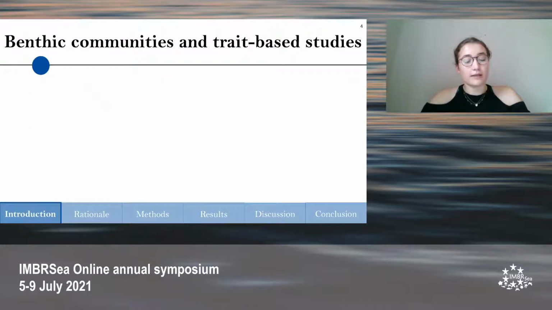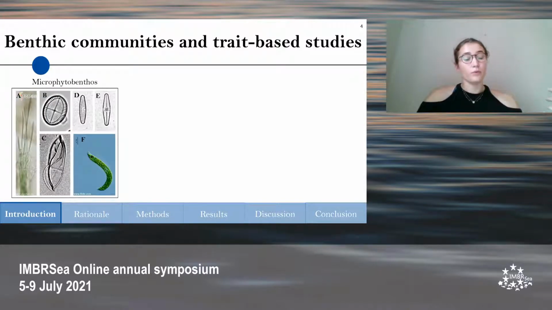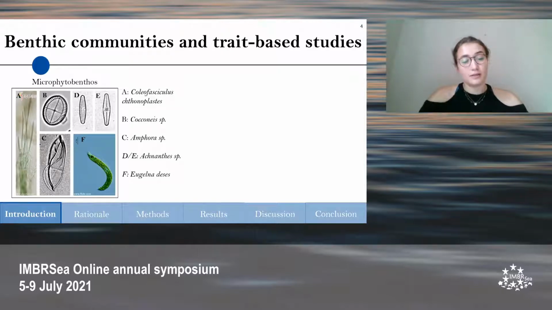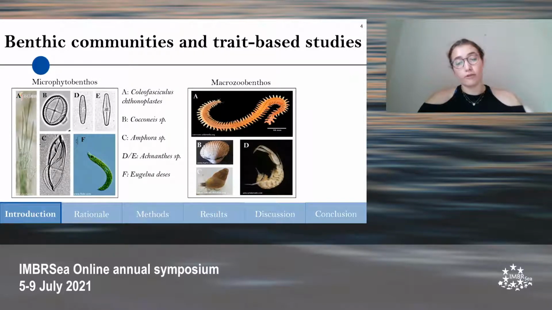So the focus of my literature review is going to be the benthic communities within the Wadden Sea. The Wadden Sea supports both microphytobenthos communities, which are microscopic algal communities containing cyanobacteria, diatoms, euglenids, and dinoflagellates, and also macrozoobenthic communities. The macrozoobenthic communities are invertebrates which live in association or on the surface of the sediment and can be retained on a 1 millimetre sieve.